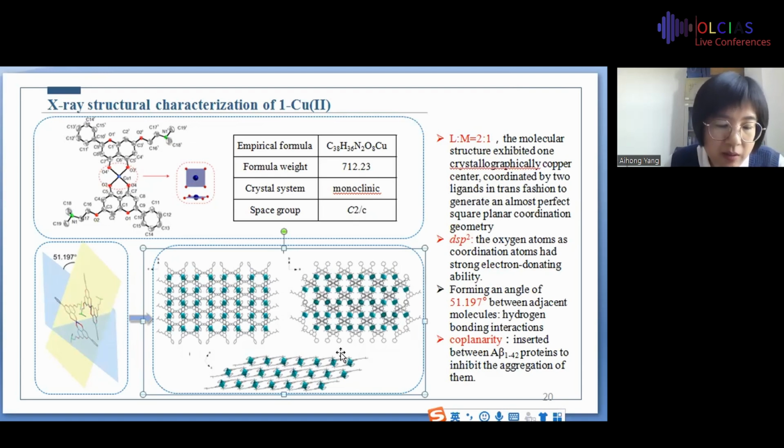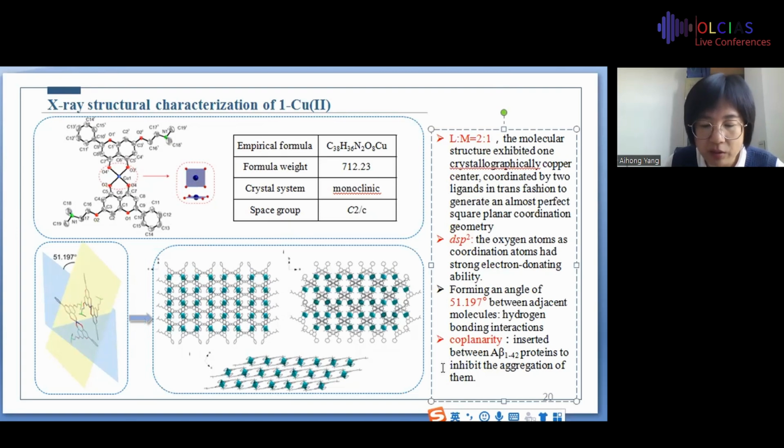The analysis of the single crystal of the complexes shows that the chrysin derivatives could chelate metal ions, and it is very useful to the analysis of the structure-activity relationship. For example, the 1-copper complex formed a spatial layer structure that can be inserted between A-beta proteins to inhibit the aggregation of them.